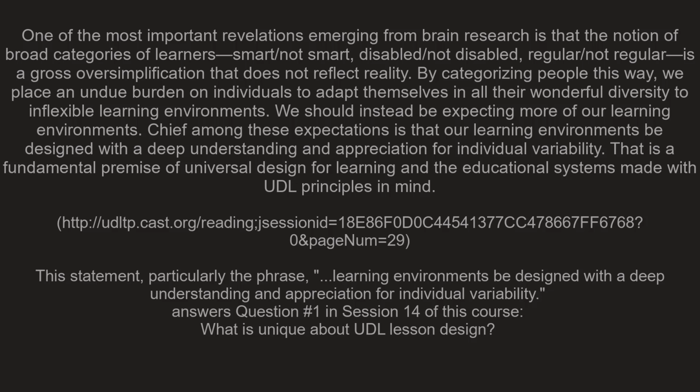One of the most important revelations emerging from brain research is that the notion of broad categories of learners, smart, not smart, disabled, not disabled, regular, not regular, is a gross oversimplification that does not reflect reality. By categorizing people this way, we place an undue burden on individuals to adapt themselves in all their wonderful diversity to inflexible learning environments. We should instead be expecting more of our learning environments.